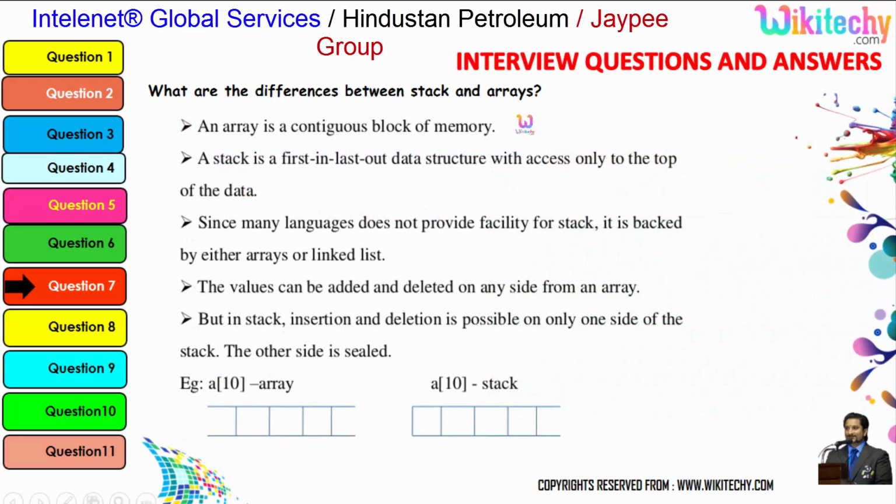Now let's talk about the differences between stack and arrays. Array is a continuous block of memory and you can insert and delete on both sides. Whereas stack will have only one side to insert and delete. The last one who comes in will be the first to come out. That's how the stack will work. That's the difference.